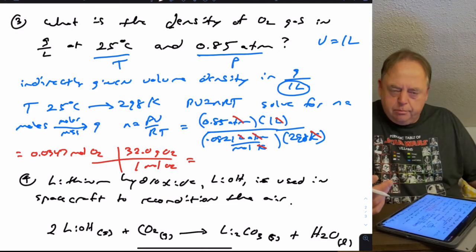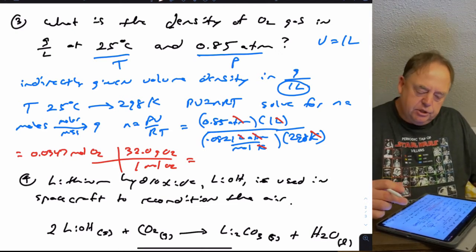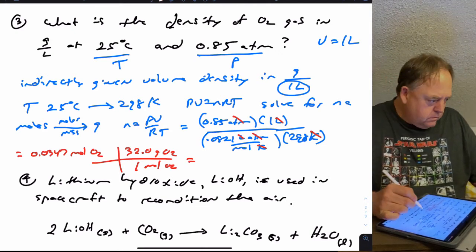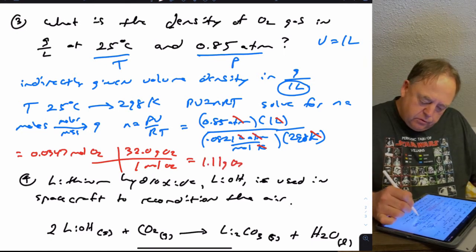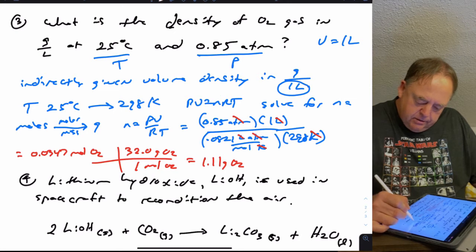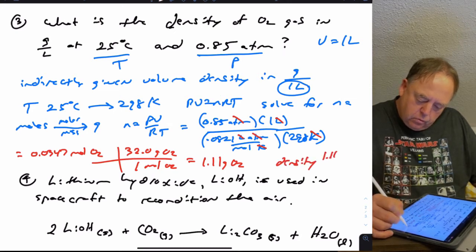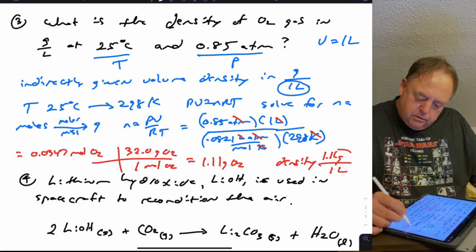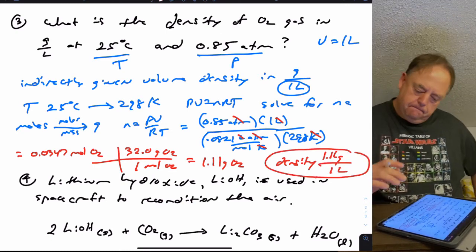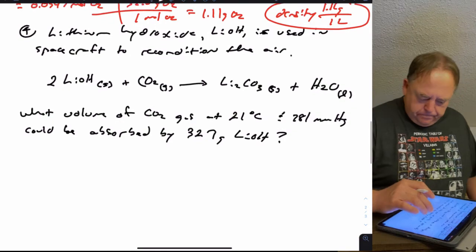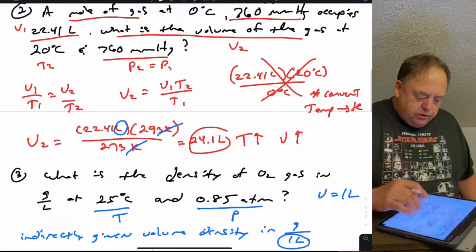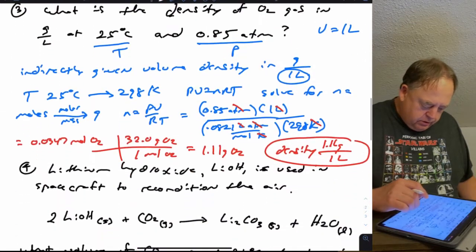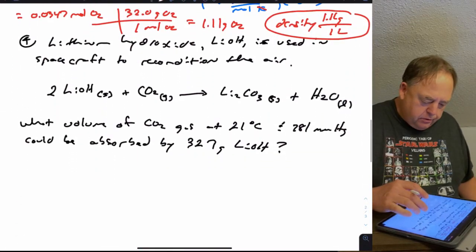So just use the periodic table to calculate the molar mass of O2. So that gives you 1.11 grams of O2. So the density then is 1.11 grams per 1 liter. Okay, so that one's obviously a little bit harder than the first two. And then this one, number 4, is harder than the first 3.